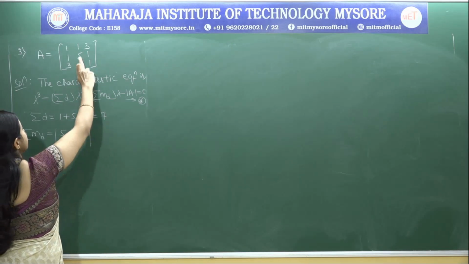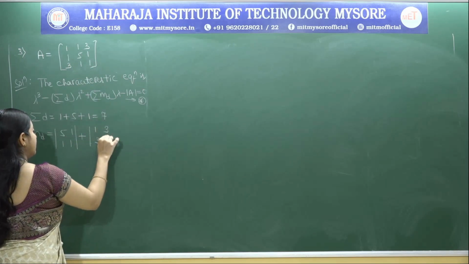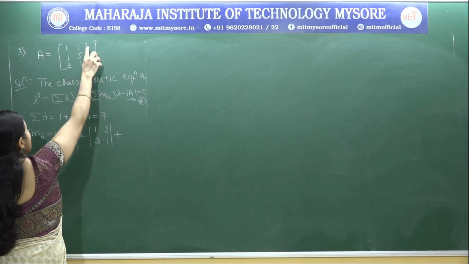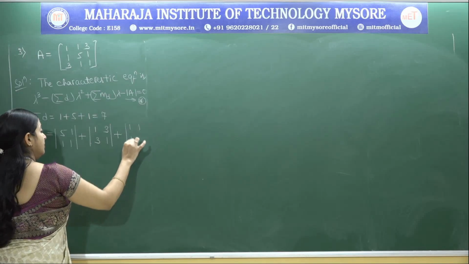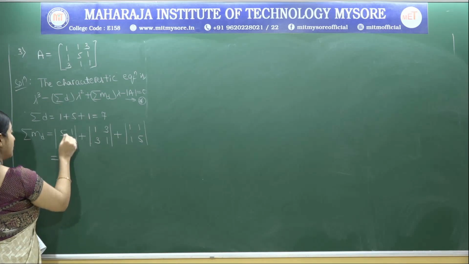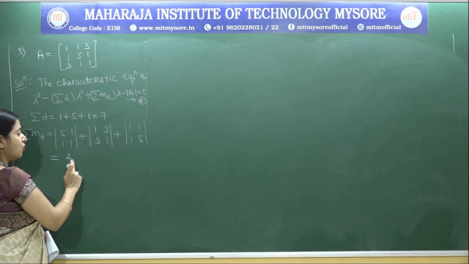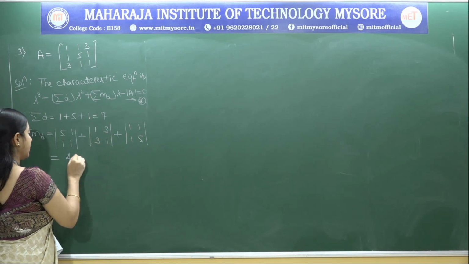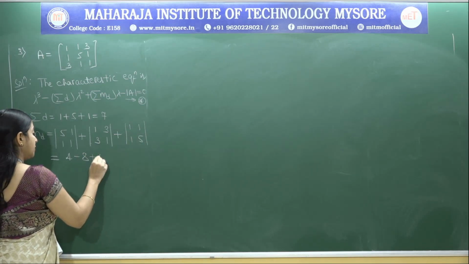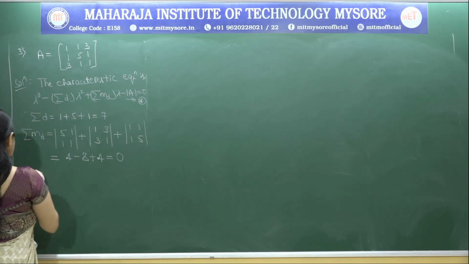The second one, this is the diagonal entry, delete this row and column. It is 1, 3, 3 and 1. The third one, this is a diagonal entry, delete this row and this column. It is 1, 1, 1 and 5. Next, solve this. The first one, 5 minus 1 by cross multiplication, you will get 4. Second one, 1 minus 9, you will get minus 8. Third one, 5 minus 1, you will get plus 4. So the sum of the minors of the diagonal elements is 0.